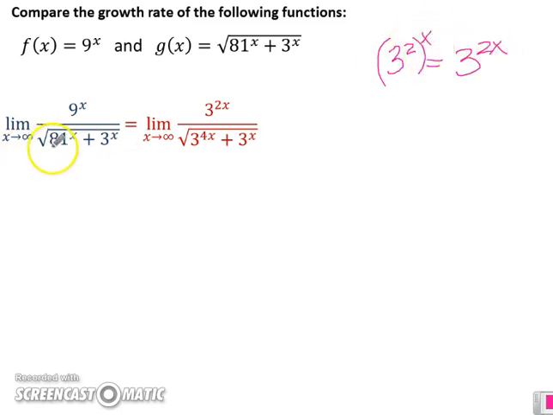And the same goes for 81. That's actually 3 to the 4th power. And then same rule, you multiply here. So we can rewrite this as 3 to the 2x power and 3 to the 4x power. And now they're all in base 3.